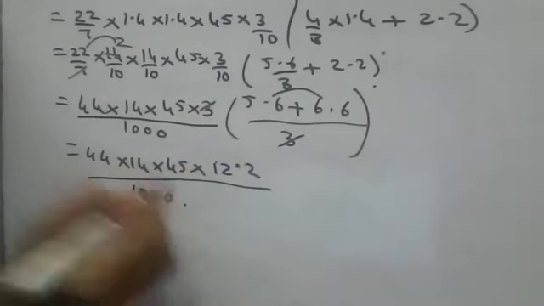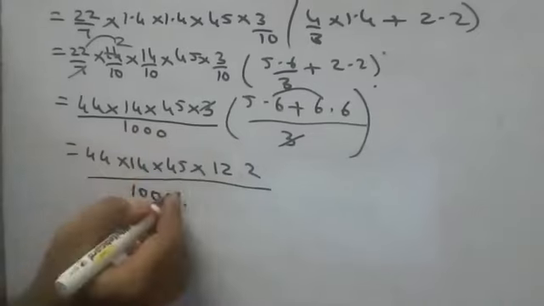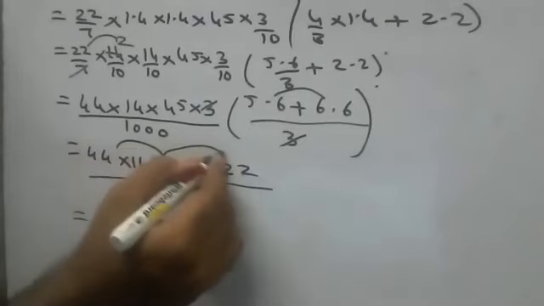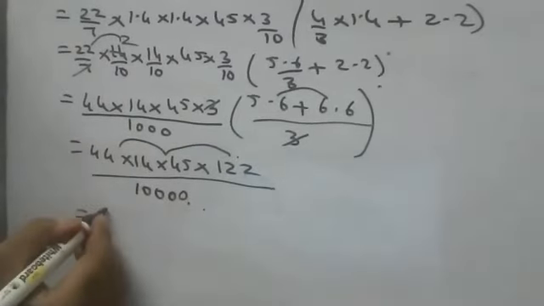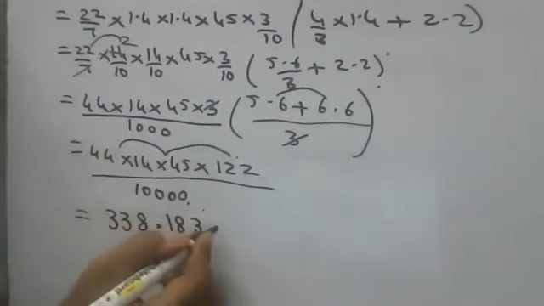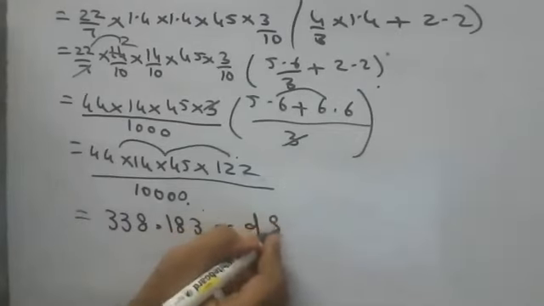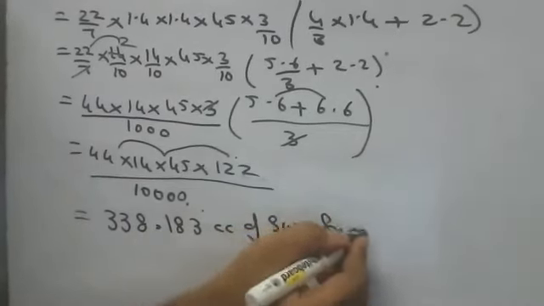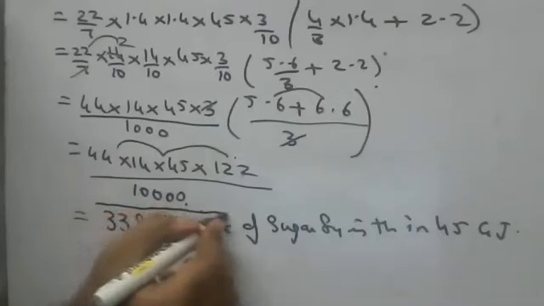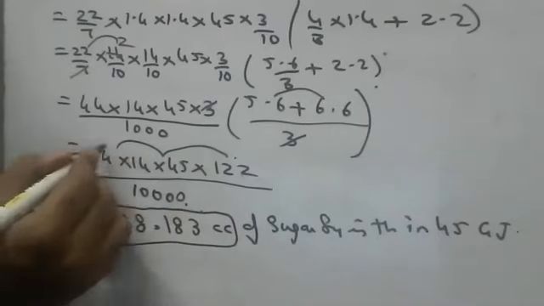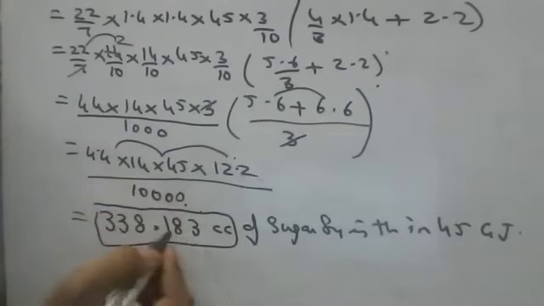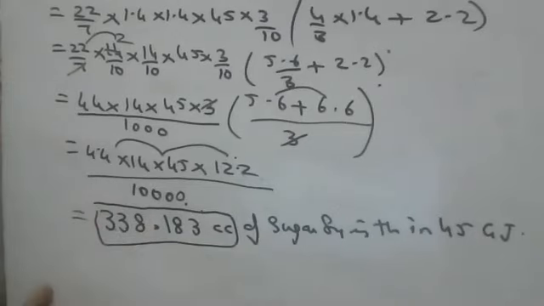by 1000. So this point also, if I remove, one more zero will come. So in total you have to multiply. When you multiply, finally the answer comes to around 338.183 cc of sugar syrup in 45 gulab jamuns. You multiply this, this, this, this, and you will get 338.183 by 10,000. If you don't, you will get 338.183 cc.